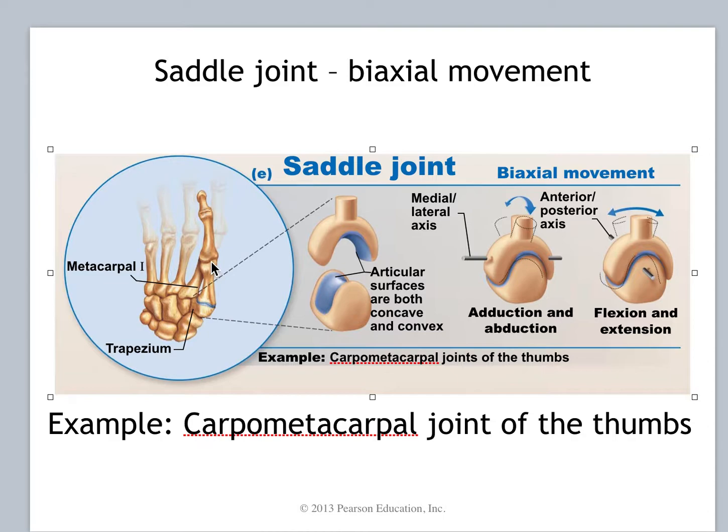Notice it's not the joint where the thumb connects to the hand. It's the joint where the metacarpal bone of the hand articulates with the carpal bone. That's why it's called carpometacarpal joint. Carpo means wrist, metacarpal means hand. So it's the joint between the wrist and the hand of the first digit, the thumb.